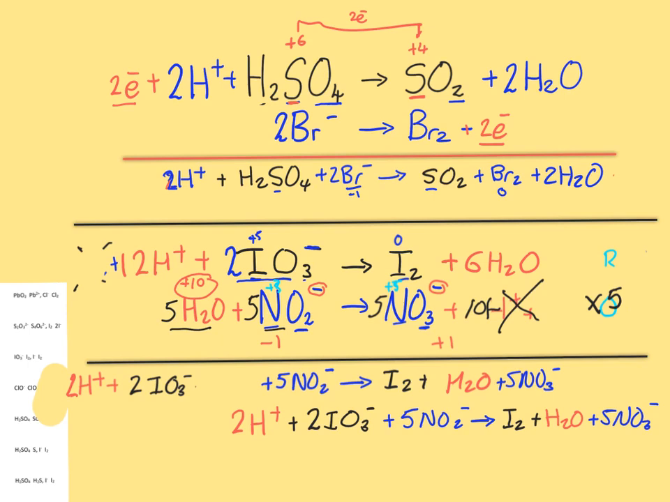We've checked our atoms, let's now check the charge. On this side we've got +2, -2 and an overall charge of -5 on the left hand side. On the right hand side, 5 times -1 is -5. The charge is balanced, the atoms are balanced, and you have an overall balanced redox equation.